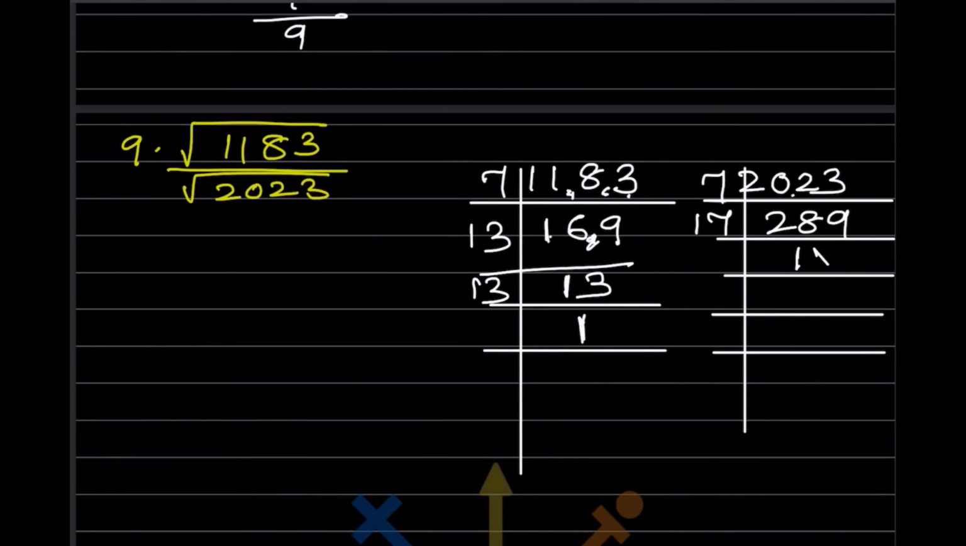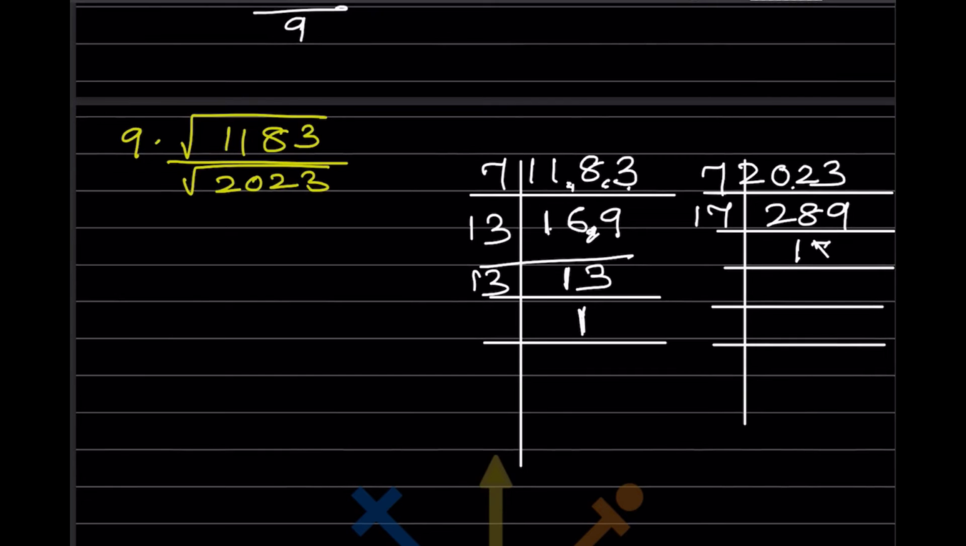17 into 17 is going to be 289, because now look here, 17 into 17. This will be 289, and then again we can write here 17 ones are 17. So now how are you going to take the HCF?